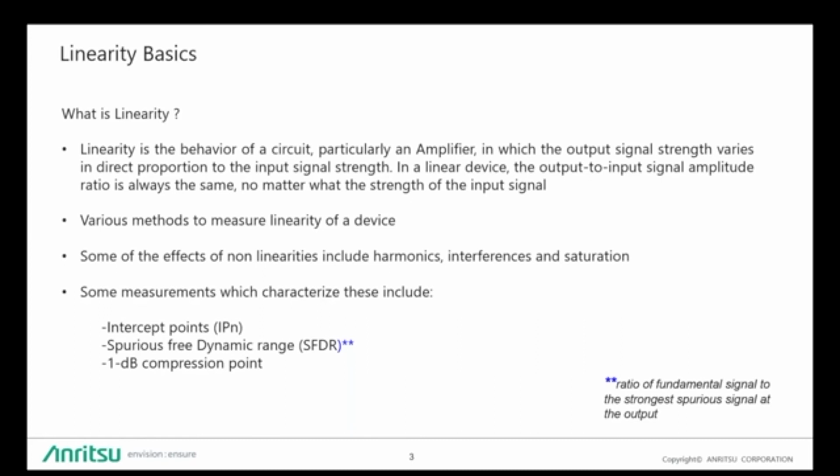So that's not the linear region of the amplifier. IMD is basically one way to measure linearity of a device. Some effects of nonlinearities include harmonics, interference, and saturation. Some measurements which characterize linearity are the intercept points, the spurious free dynamic range, which is a ratio of the fundamental signal to the strongest spurious signal at the output, and then you have the compression point also. So these are a few ways you characterize linearity. IMD is one of them, and for the purpose of this webinar, we will be focusing on the IMD measurements.